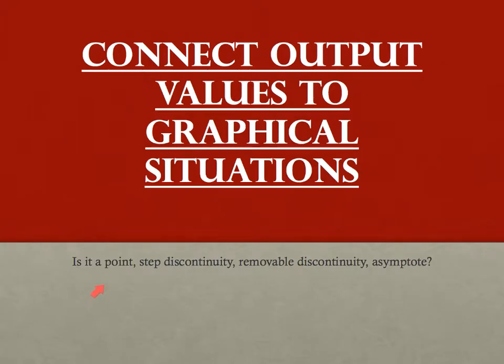As we're looking at our table, we're also going to try and determine if our location represents a point, a step discontinuity, a removable discontinuity, or an asymptote. Now, it will be challenging at times to determine the difference between a step and a removable, and so this might come later on with more practice. However, determining a step discontinuity and asymptote should be fairly clear.